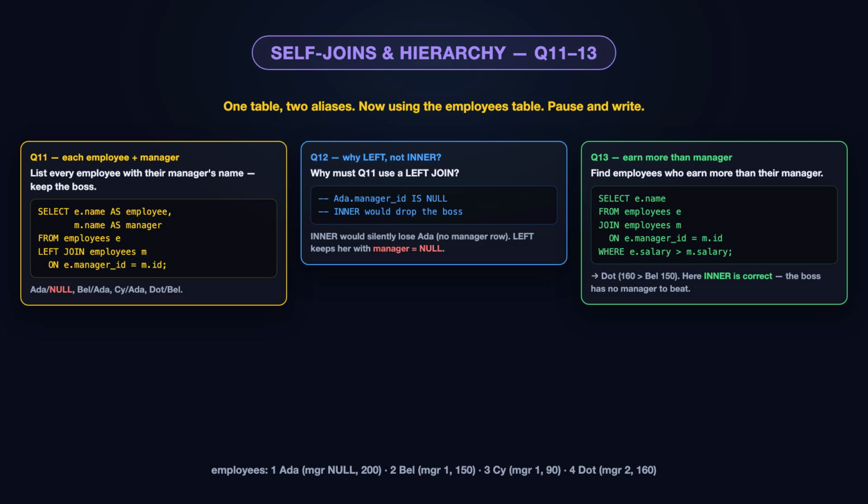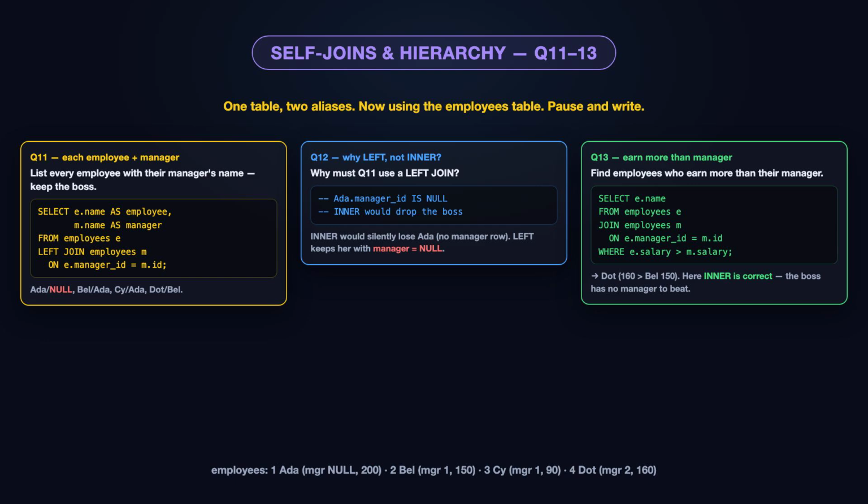Pause and write it. Join the table to itself with two aliases. Select e.name as employee, m.name as manager from employees e left join employees m on e.manager_id equals m.id. You get Ada with a null manager, Bell and Cy managed by Ada, and the fourth employee managed by Bell.